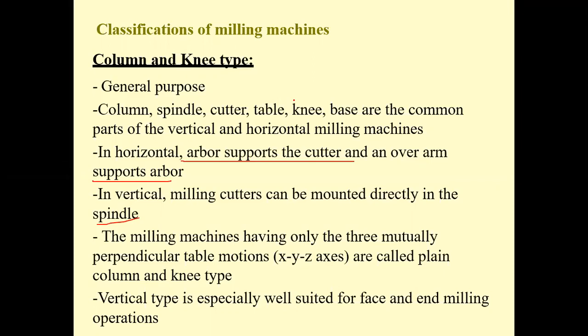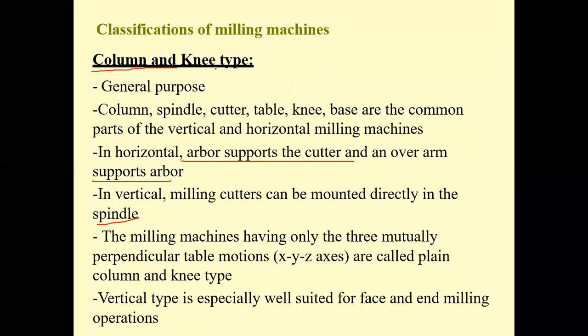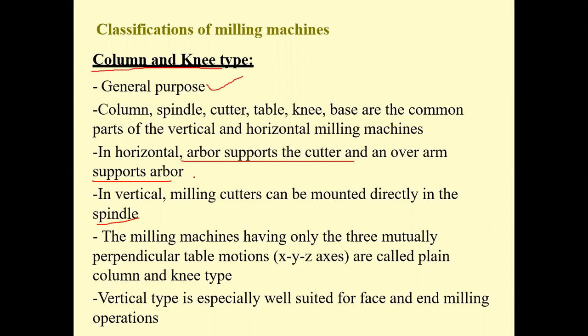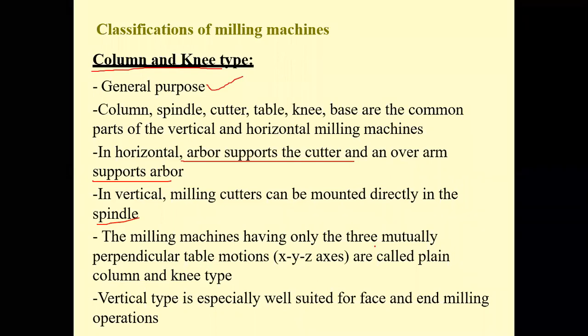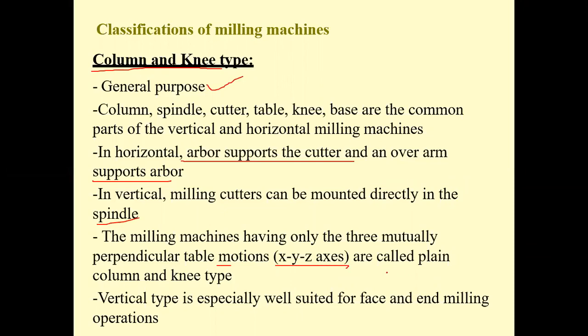The milling machine has only 3 mutually perpendicular table motions. In this column and knee type, which is used for general purpose, only 3 types of movements are possible for the table: 3 mutually perpendicular motions, that is X direction, Y direction, and Z direction. That's why we call it a plain column and knee type milling machine, the column and knee type milling machine, otherwise the plain column and knee type milling machine.